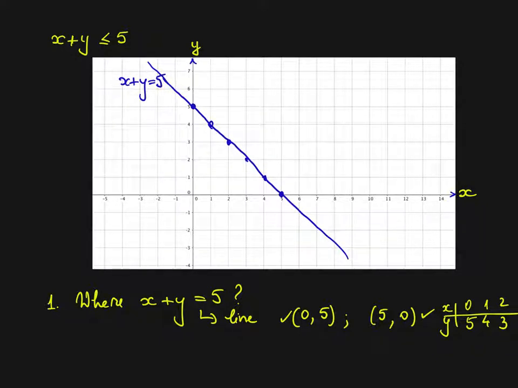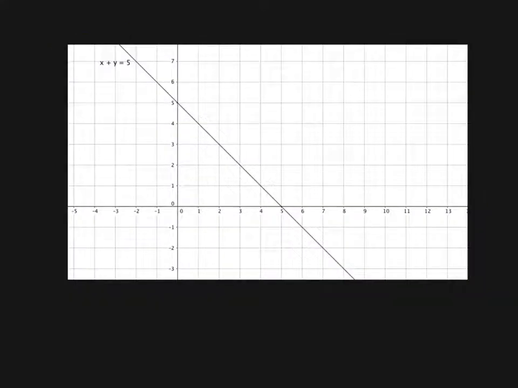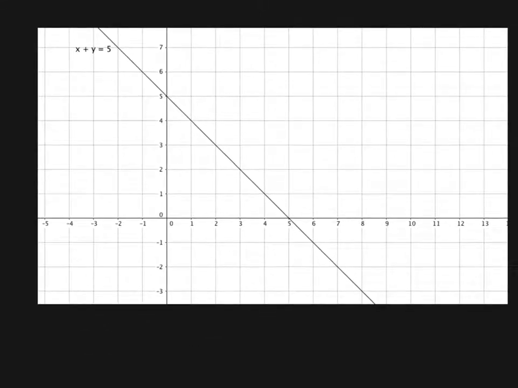Now this line divides my plane into 2 regions. For one of them, x plus y will be smaller than 5. For the other, x plus y will be bigger than 5. So I need to decide which one is which. Is here x plus y smaller or bigger than 5? And the other one will be the opposite. In order to do that, we will take some points to check.